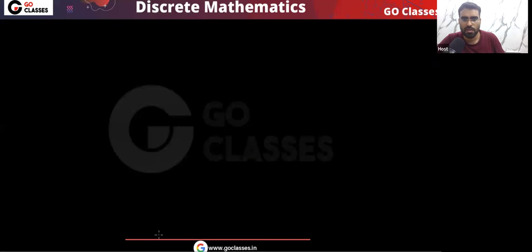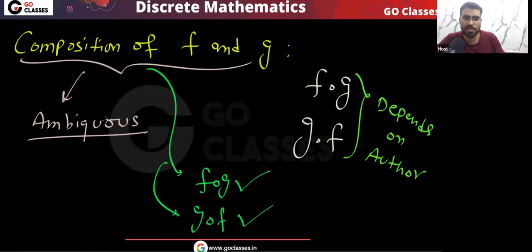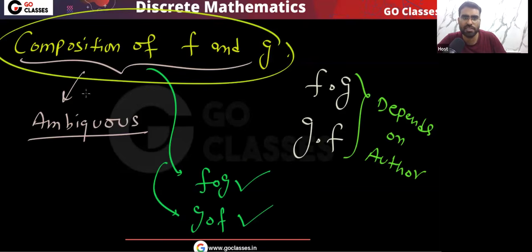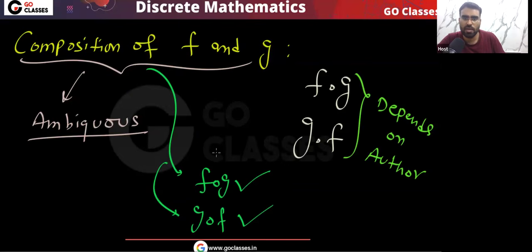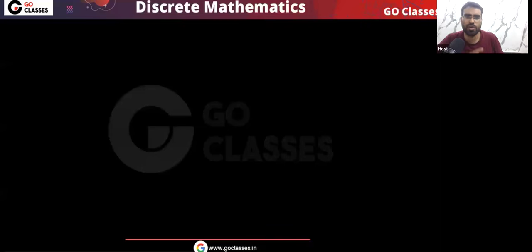Now, is this clear? Please tell me, is this point clear that the statement composition of F and G is ambiguous? It can mean fog, it can mean golf, that will depend on the author. If you are thinking it is fog, that is also fine. If you are thinking it is golf, that is also fine. A student was asking, before I started this class, sir, what is composition of F and G? So now you tell me, is that fog or golf? That is both, because it is ambiguous.